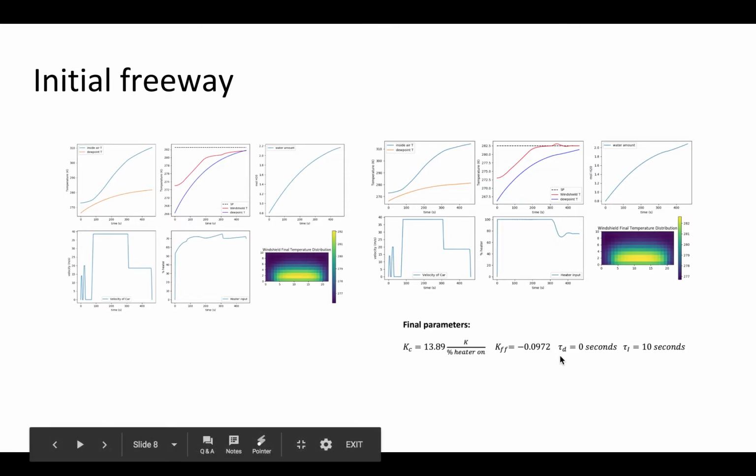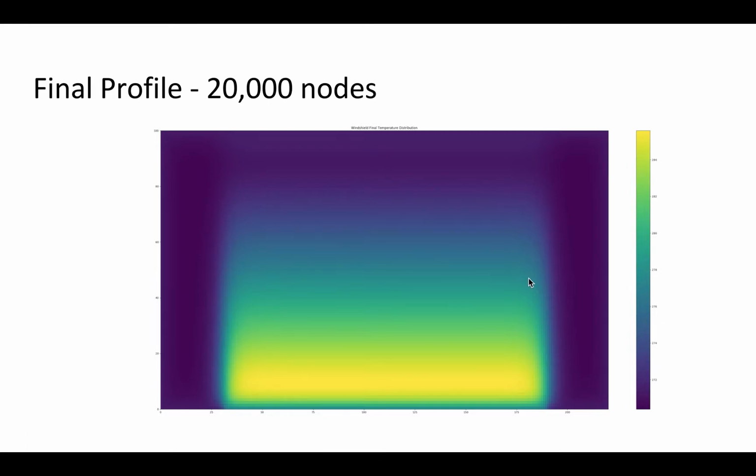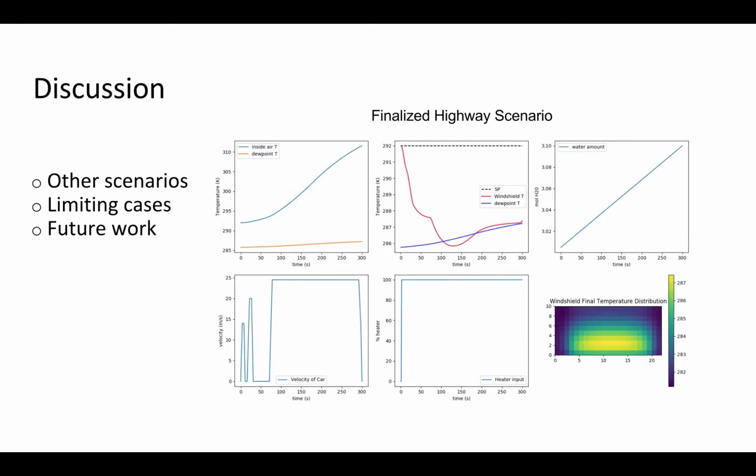And so our final control parameters are here at the bottom. We also implemented the controller on a more refined grid of 20,000 nodes, and that is the temperature distribution of that refined run. We put our controller in a lot of different scenarios, with lots of different disturbance profiles, and it handled them very well.